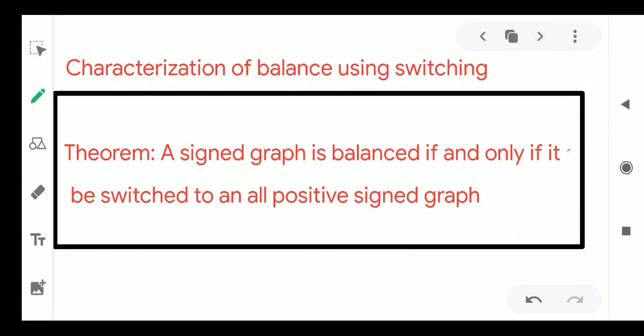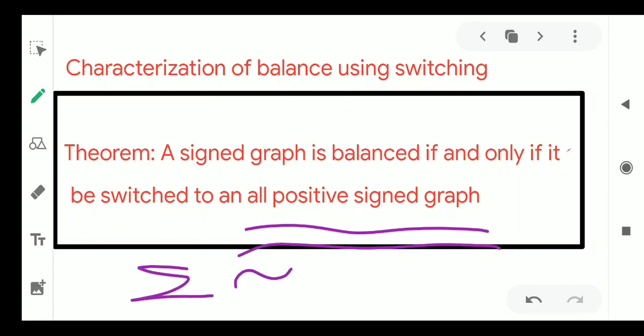So checking whether a sine graph is balanced requires finding the net sign, or the product of the signatures, on all the cycles, if we have to compute all those things. But this says that a sine graph is balanced if and only if it can be switched to an all positive sine graph. That means an all positive sine graph simply means that sigma is essentially identical to the ordinary graph G.